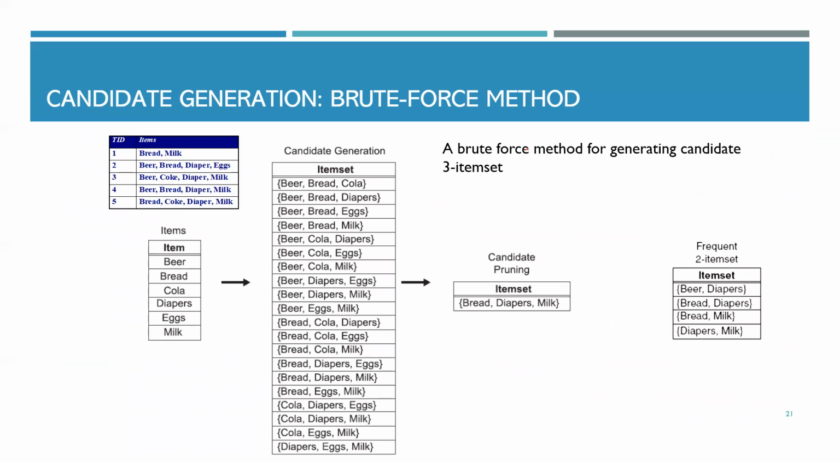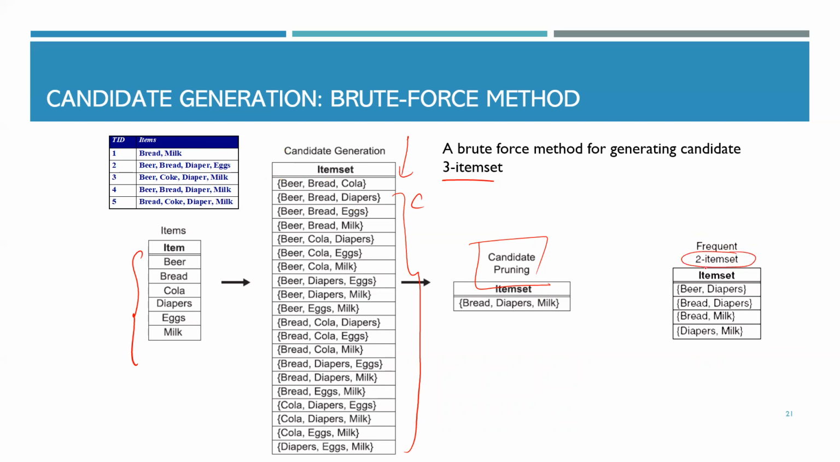Candidate generation. We can use a brute force method for candidate generation. For example, if we want to generate 3-item sets, brute force will consider all item sets, and then with all of these candidates, they will calculate the support counts, and then they will have the candidates for pruning. That means the frequent item sets, the candidates for pruning, come from all of these. They will see from the subsets.